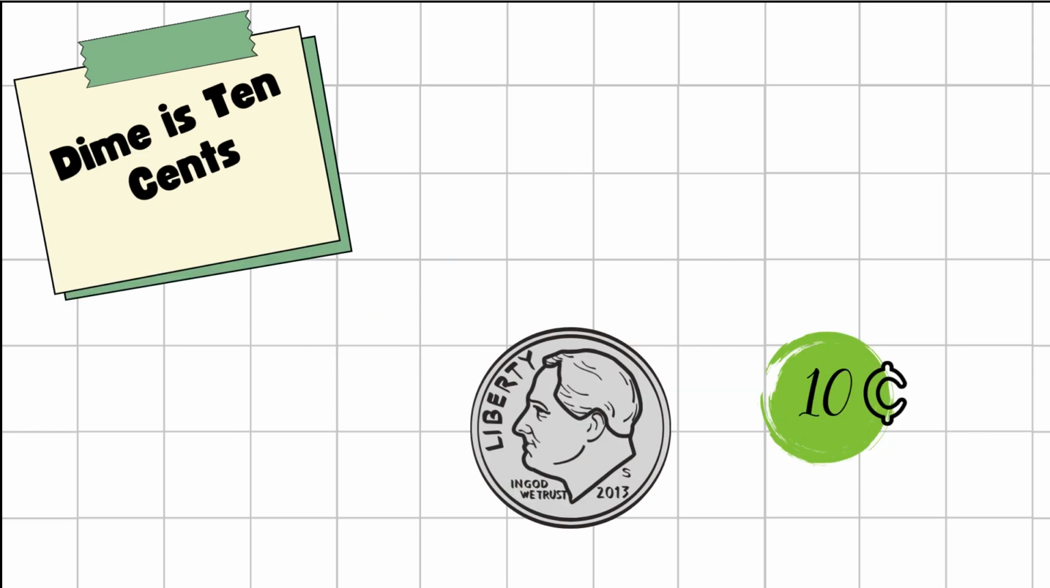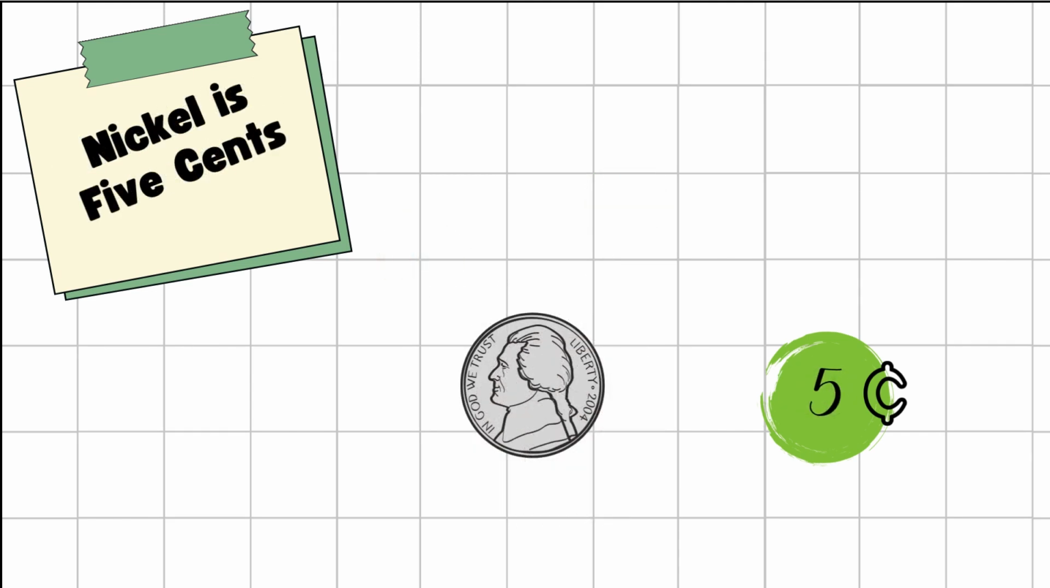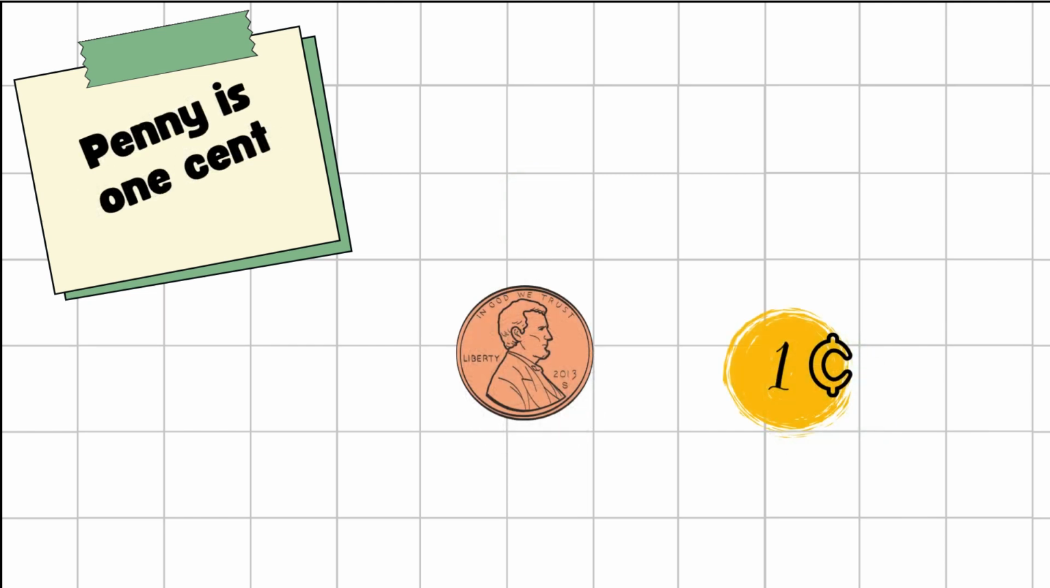A dime is 10 cents. Therefore, it will have 2 hairs. 1, 2. Let's use the hairs to skip count by 5. 5, 10. A nickel is 5 cents. Therefore, it will have 1 hair. 1. Let's use the hair to skip count by 5. 5.